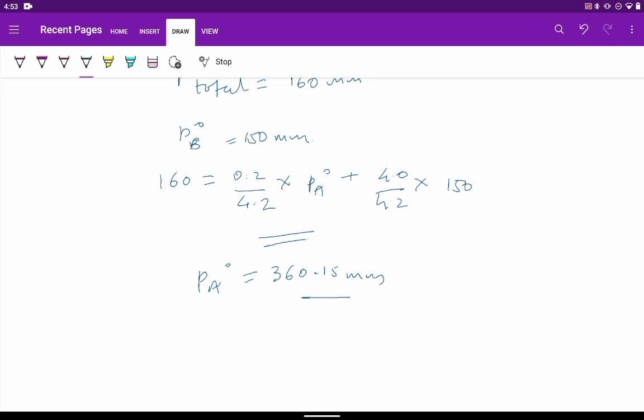How can we do this? This part is 4.0 by 4.2. So this full thing we can calculate and shift to the other side. So 160 minus this we can shift to the other side, and then we get PA naught. So PA naught will be equal to 360.15 millimeter.